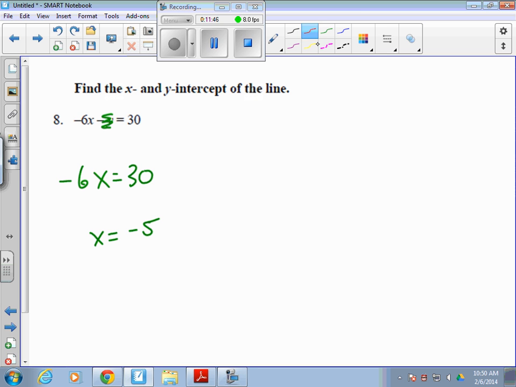In order to find the y-intercept, you can plug in 0 for x, or you can cover this part up and get negative y equals 30. And when you divide by negative 1, y equals negative 30. The x and y intercepts are negative 5 and negative 30.